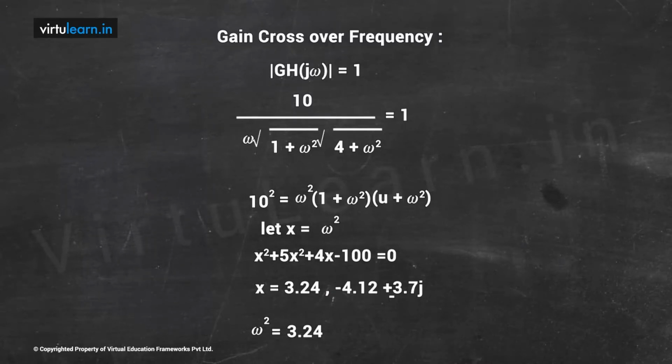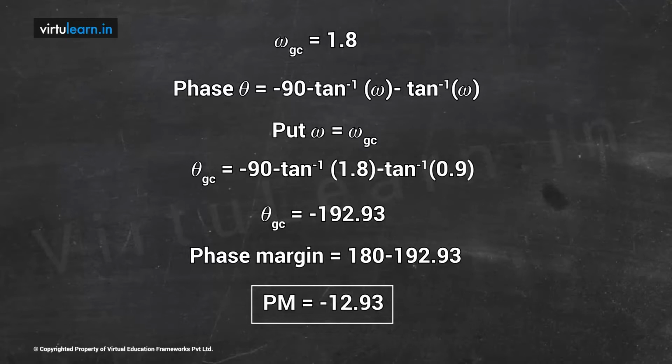If you simplify, you will get the equation x cube plus 5x square plus 4x minus 100 is equal to 0. If you find the solution of this equation, you will get x equal to 3.24, and also a complex number. You can ignore the complex number. I can take x is equal to 3.24, and x is nothing but omega square. Then you can write what will be the omega. It is going to be 1.8. So omega GC is 1.8.